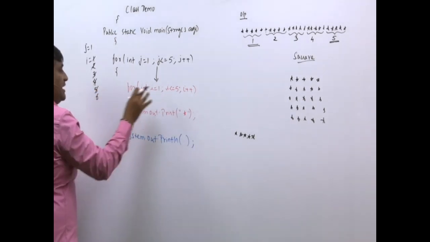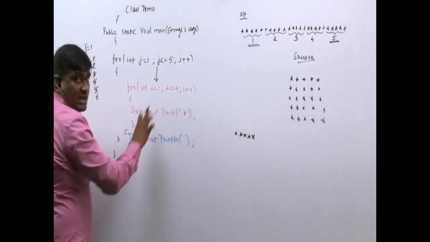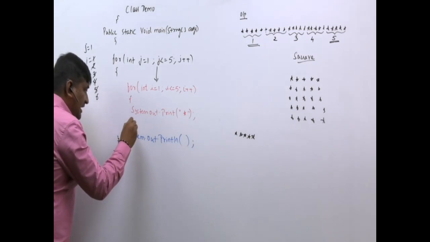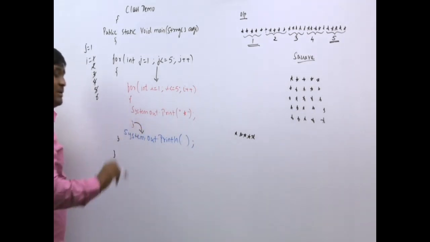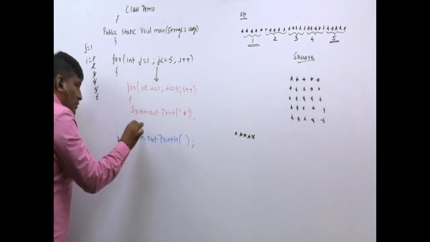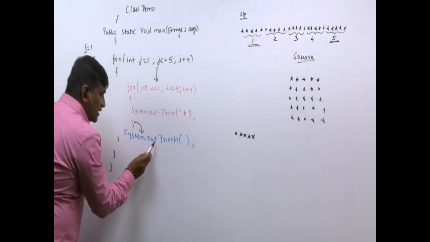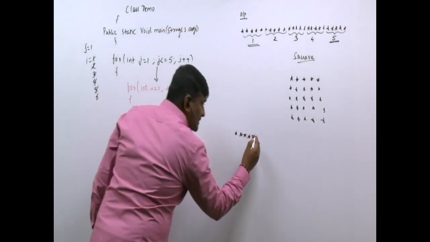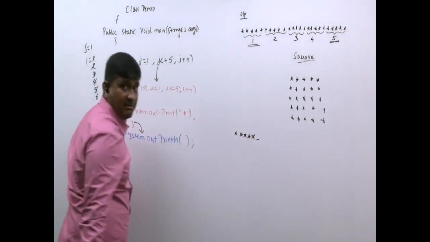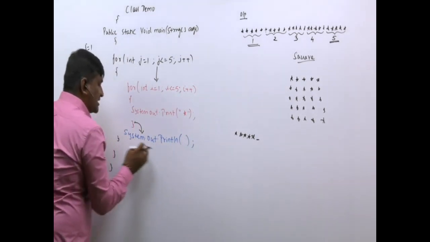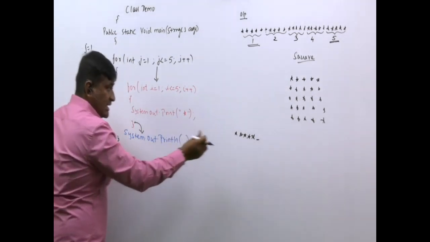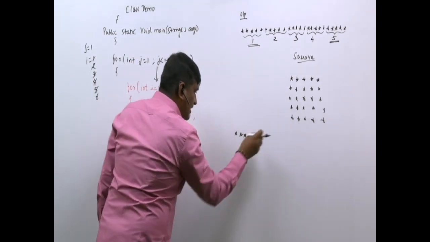After that, go back and check the condition. Before that, it will increment. Is 6 less than or equal to 5? No, the condition fails. Since the condition fails, control will come outside this for loop. When the control comes outside this for loop, I write System.out.println. After displaying this star, the cursor will be here. The moment I execute this line, System.out.println, immediately that cursor will go to what?